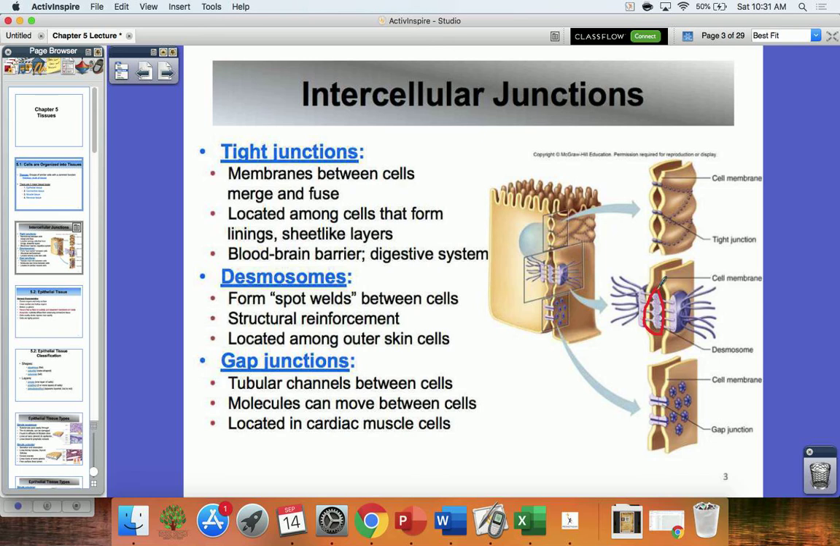Okay, so again, tight junctions, the cell membrane fuses for two cells. Desmosomes, you have spot welds, where it's somewhat of a structural reinforcement or bridge between the two. And then we have these gap junctions that have this channel here where they can exchange materials as necessary.